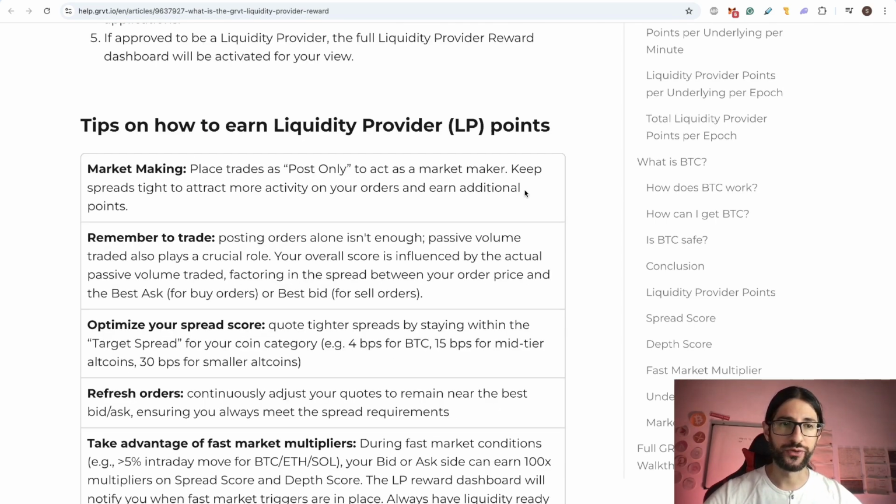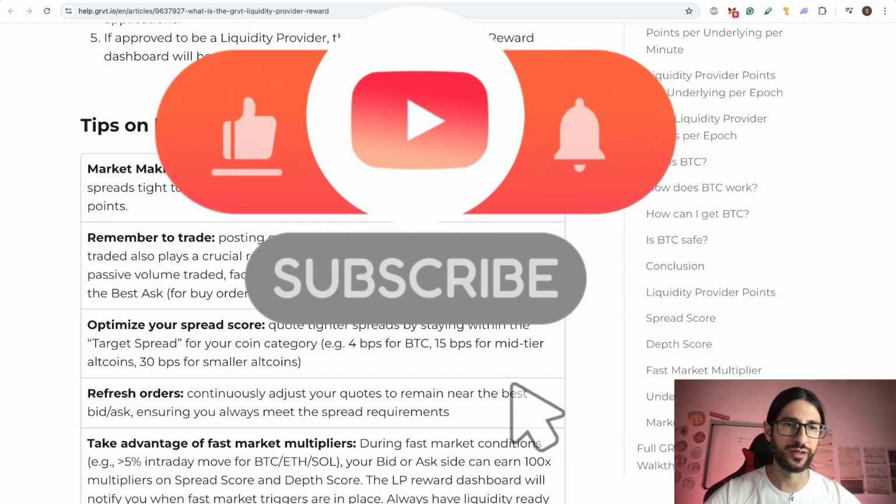Here are some points that you need to have in mind when you are going to do this. First, market making. Place trade orders as post only to act as a market maker. Keep spreads tight to attract more activity on your orders and earn additional points. So let's go ahead and explain a little bit of that.